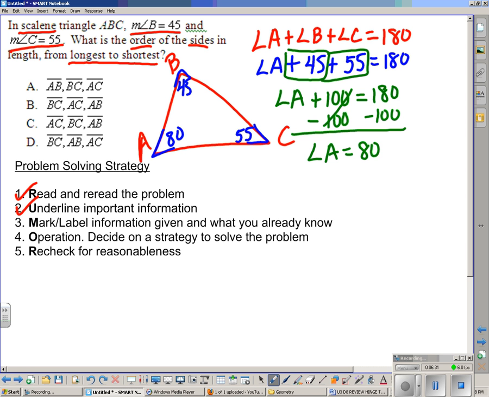Okay, I think I've exhausted all of the pieces of information that were given to me, the pieces of information that I already knew or knew how to get. I think I may be ready for step 4, which is the operation, deciding on a strategy to solve the problem. So, step 3 is crucial because it lays out how to get step 4.